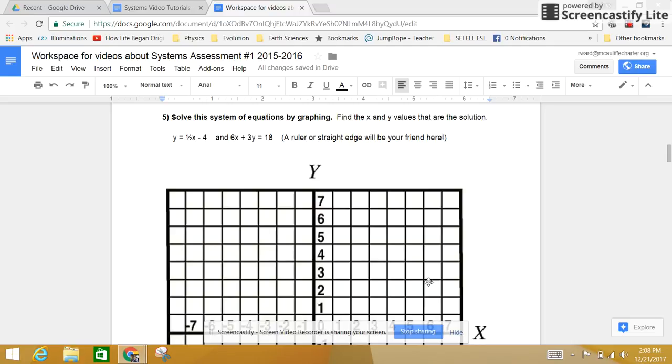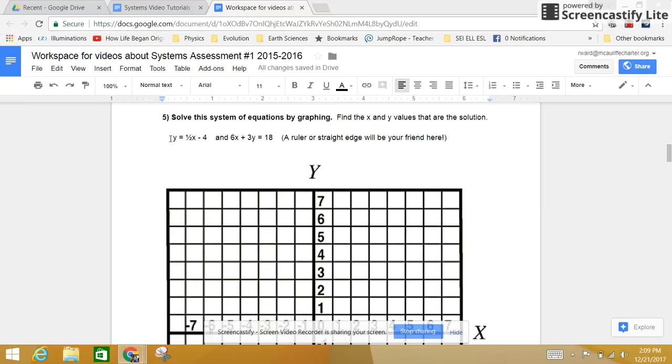Okay, solving systems by graphing. Several of you have asked for some videos talking about how to graph the linear equations. I'm going to pick number 5 from the 2015-2016 test right now. And we have two equations here, y equals 1/2 x minus 4, which is in the slope-intercept form, and 6x plus 3y equals 18, which is in the standard form.